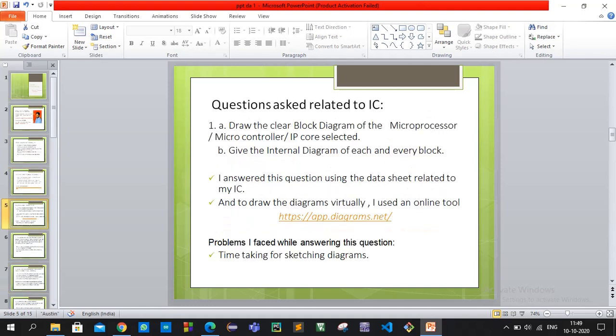Then coming to the questions asked related to this digital assignment. Firstly, to draw a clear block diagram of the microprocessor, microcontroller and/or IP core selected. As my chosen IC is a microcontroller, I answered this question using the datasheet related to my IC. And I used an online site known as Draw.io to draw the diagrams virtually.